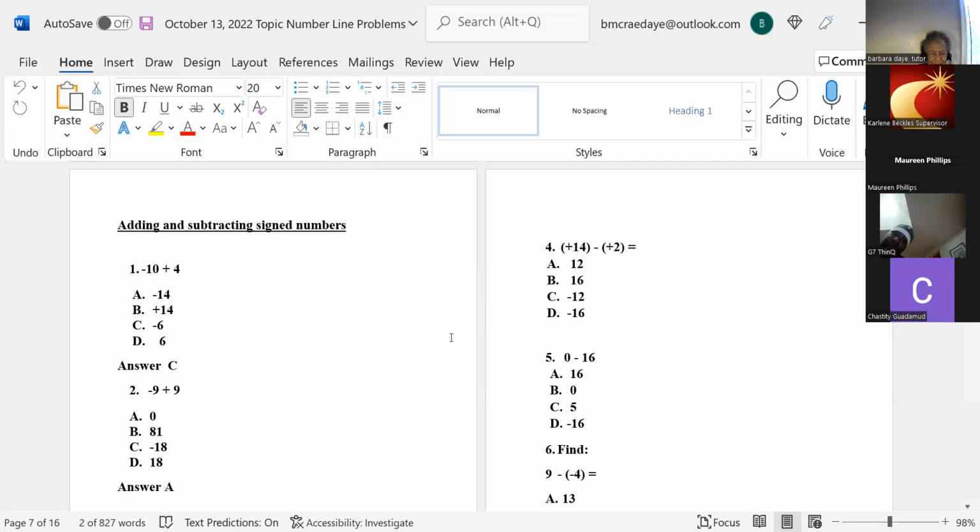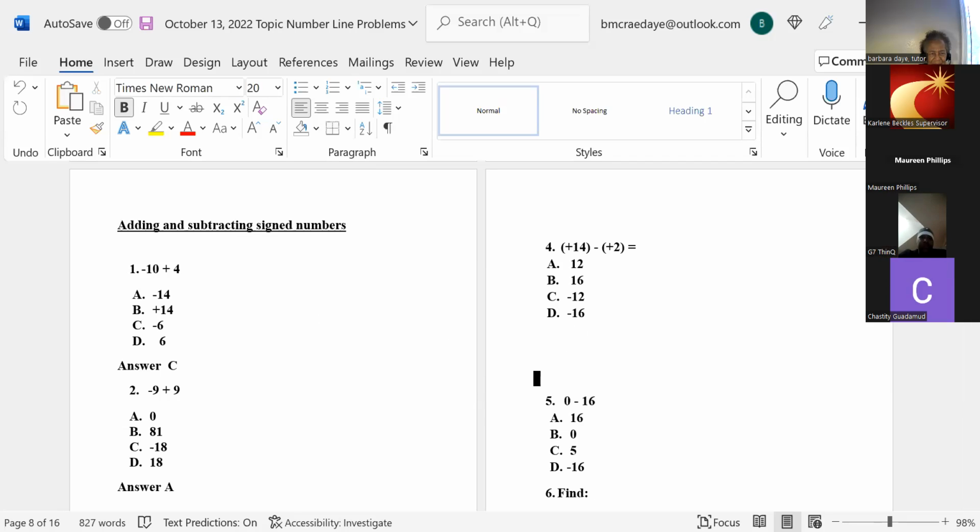Addition. 14 minus. The minus here makes it subtraction. 14 minus 2. In other words, 2 subtracted from 14. So what is the answer, Maureen? That would be 12, which is A. A, that's right. You're subtracting a plus 2 from a plus 14, and you just get the difference. And that difference is 12.